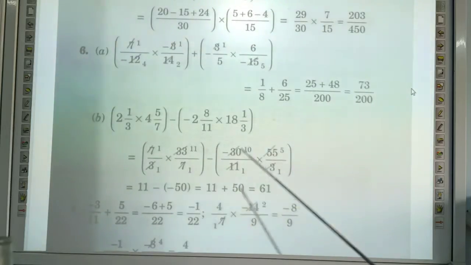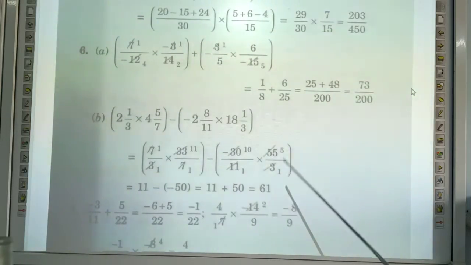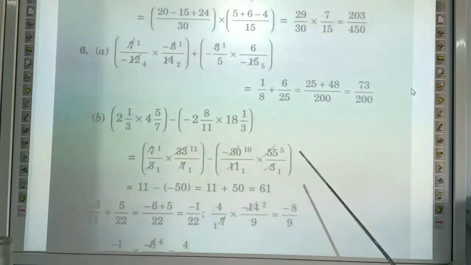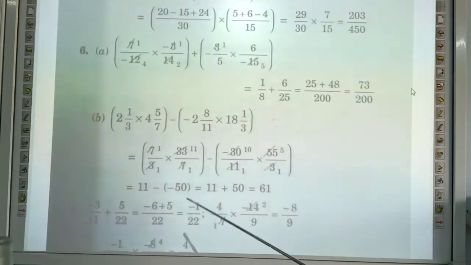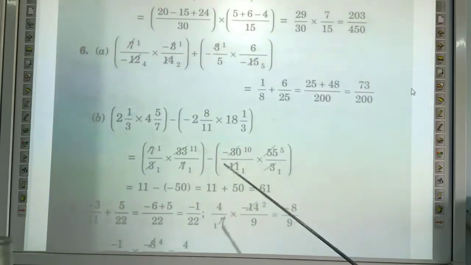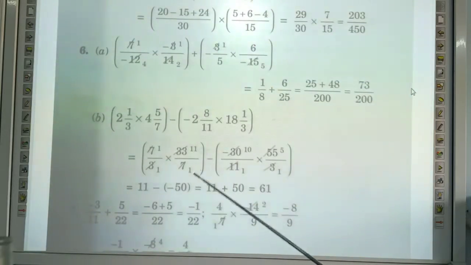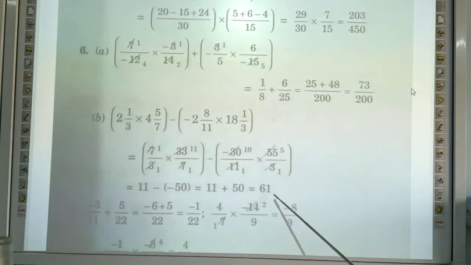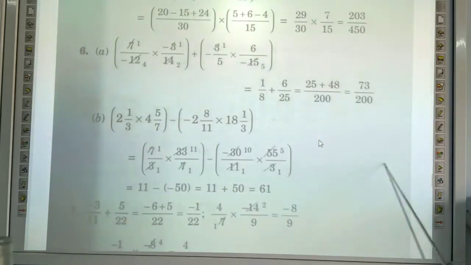Minus, now in the second bracket, 3 10s are 30, 11 5s are 55, 10 5s are 50. We have minus 50. The minus sign is occurring 2 times simultaneously, so minus minus becomes plus. So we have 11 plus 50, which is 61. So our final answer is 61.